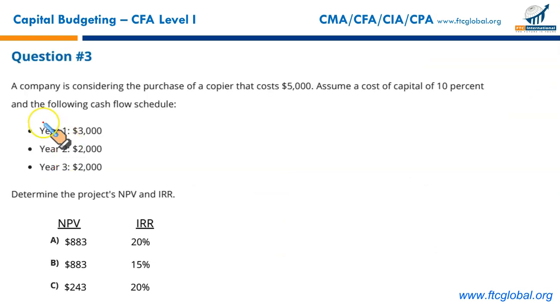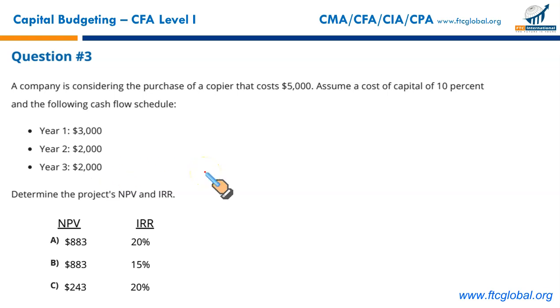Next, a company is considering the purchase of a copier that costs $5,000. Assume a cost of capital of 10% and the following cash flow schedule. We have a cash flow at the end of year 1, $3,000. Cash flow at the end of year 2, $2,000. Cash flow at the end of year 3, $2,000.